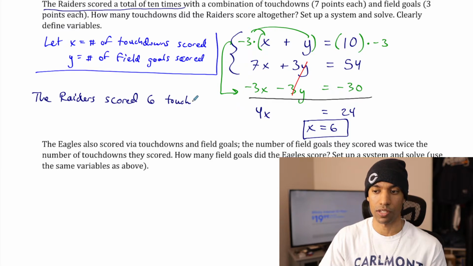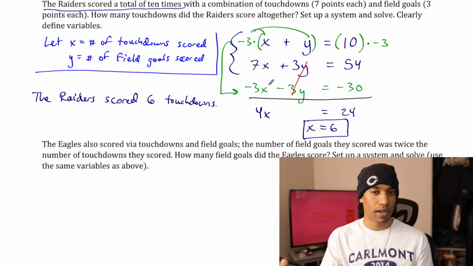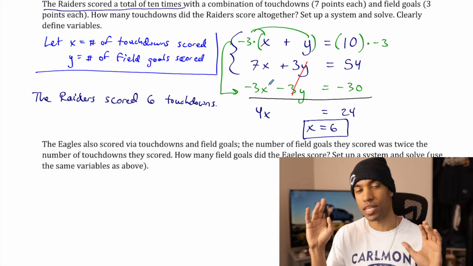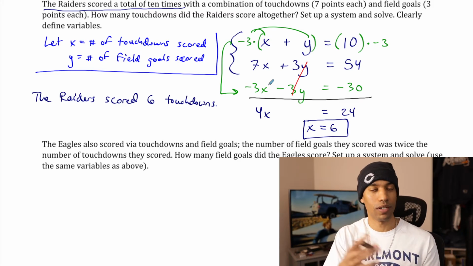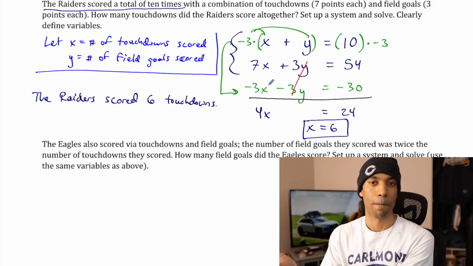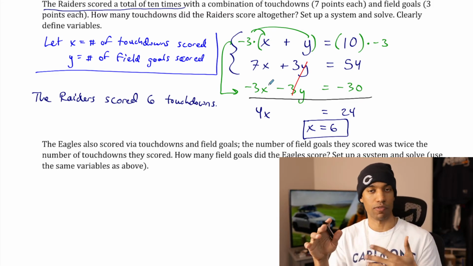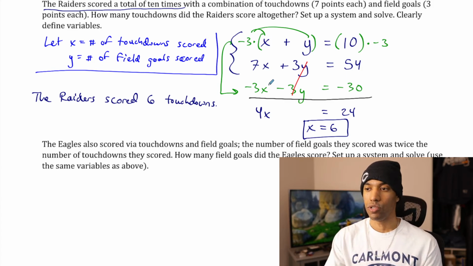Now, if you're curious how many field goals they would have scored, let's forget algebra, put it into perspective. If you scored 10 times total and you scored 6 touchdowns, how many field goals did you score? You all know that. It's 4. How'd you get it? Well, it's because 6 plus 4 is 10. 10 minus 6.